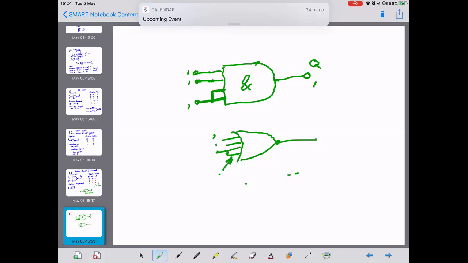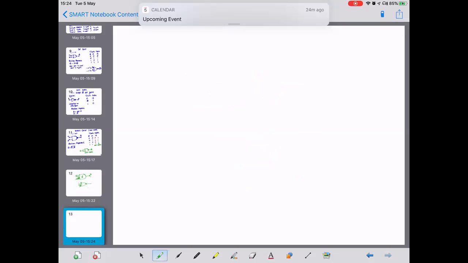Okay, so the NAND function is covered. We'll do one more and then we'll have a quick break for a brew. Sounds good. Right, NOR gate.